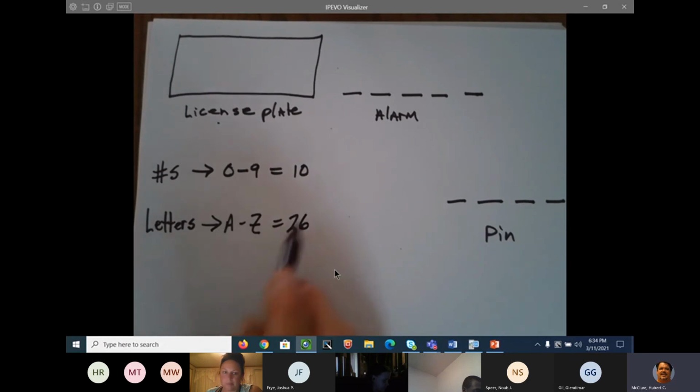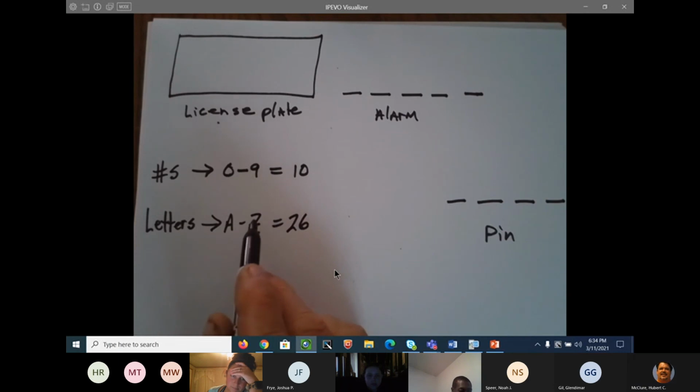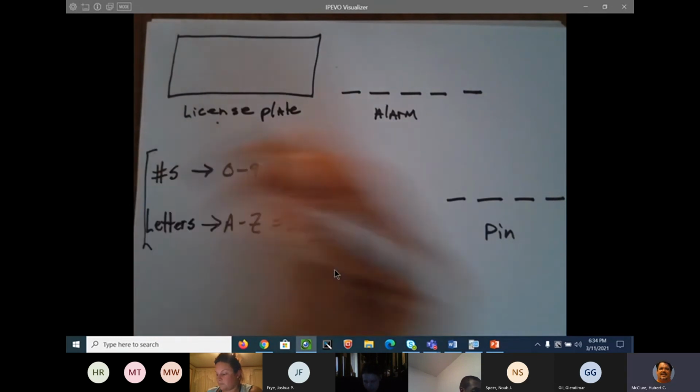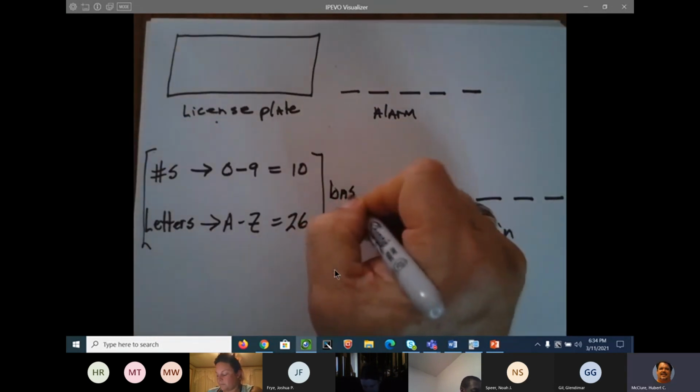All right, now here we go. These are the only two. You know what these are called? These are called your bases. And you'll see what I'm talking about in just a minute.